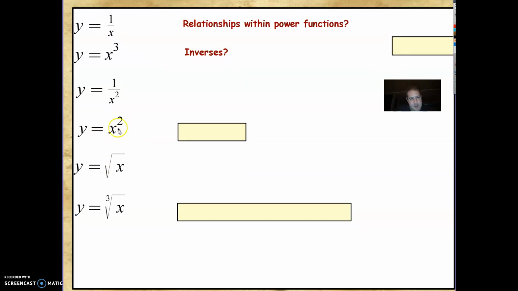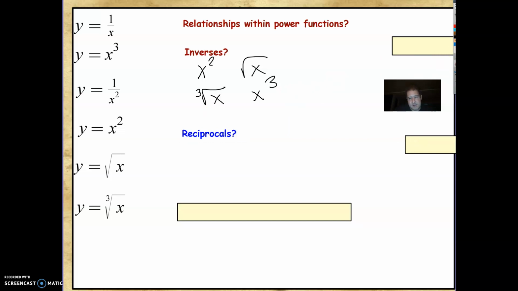So you could say that this x squared is the inverse of square root of x. You could say that cubic root of x is the inverse of x cubed. We could also see some examples in here of things that are reciprocals. So when you flip it, we have x squared and 1 over x squared are reciprocals, because this is really over 1, and if you flip it, you got the exact same thing. And then you've got 1 over x and x would have been reciprocals.